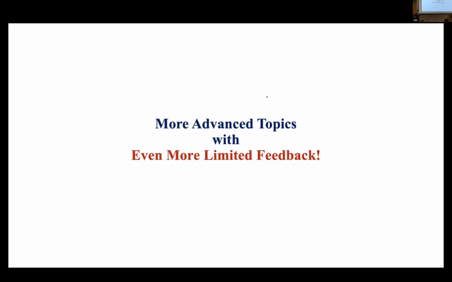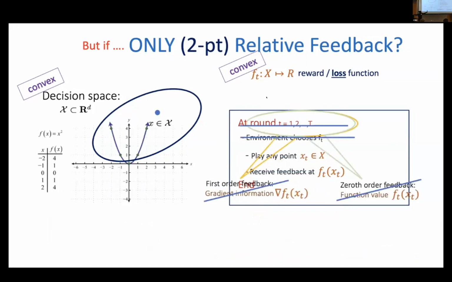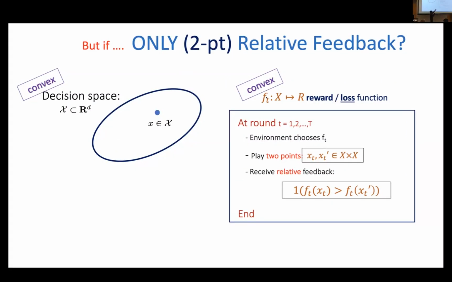There the model of the optimization problem would look as if, instead of querying a point xt in the decision space and seeing the feedback ft, what you can query is 2 points, xt and xt prime, as if these are two predictors.